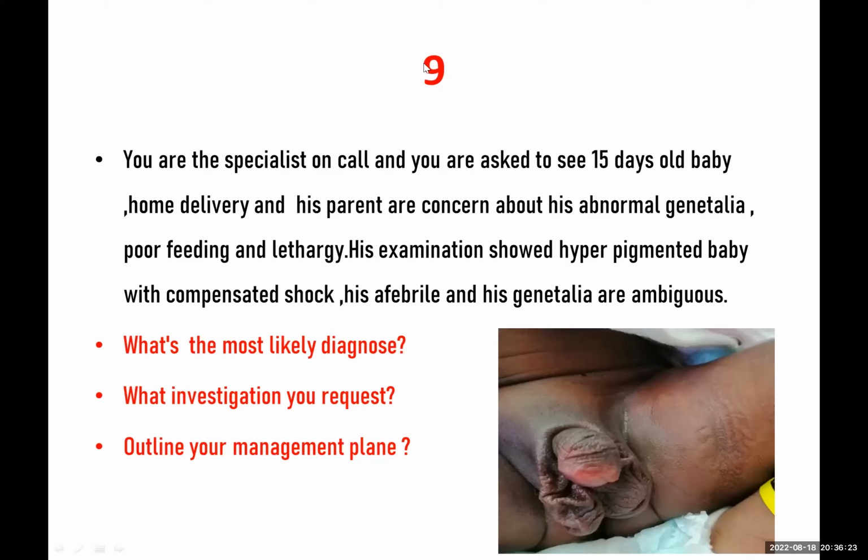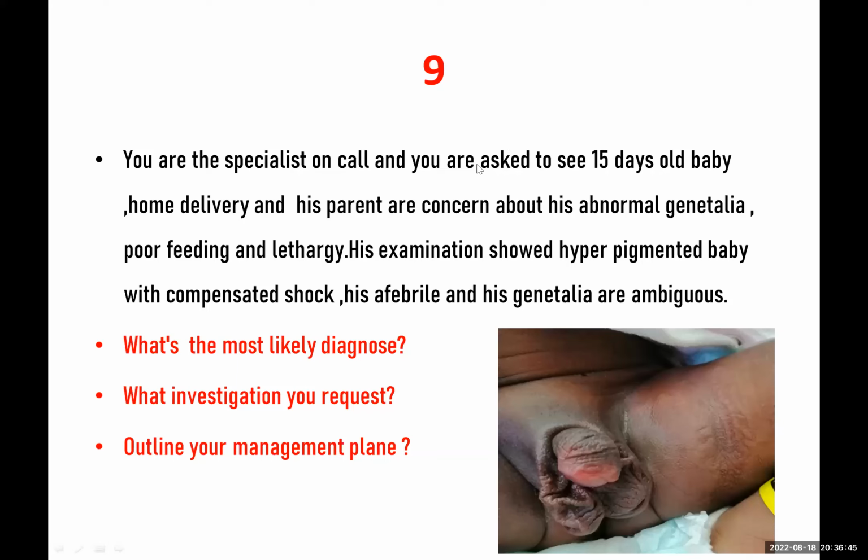What investigation? What I would like to do, I would like to arrange my sort. Abdominal ultrasound, electrolyte, pelvic ultrasound, RBS, 17-hydroxyprogesterone. So whenever you ask this question, you have to arrange your sort in this way. Like what you mentioned, all is true, but usually arrange your sort in this way.